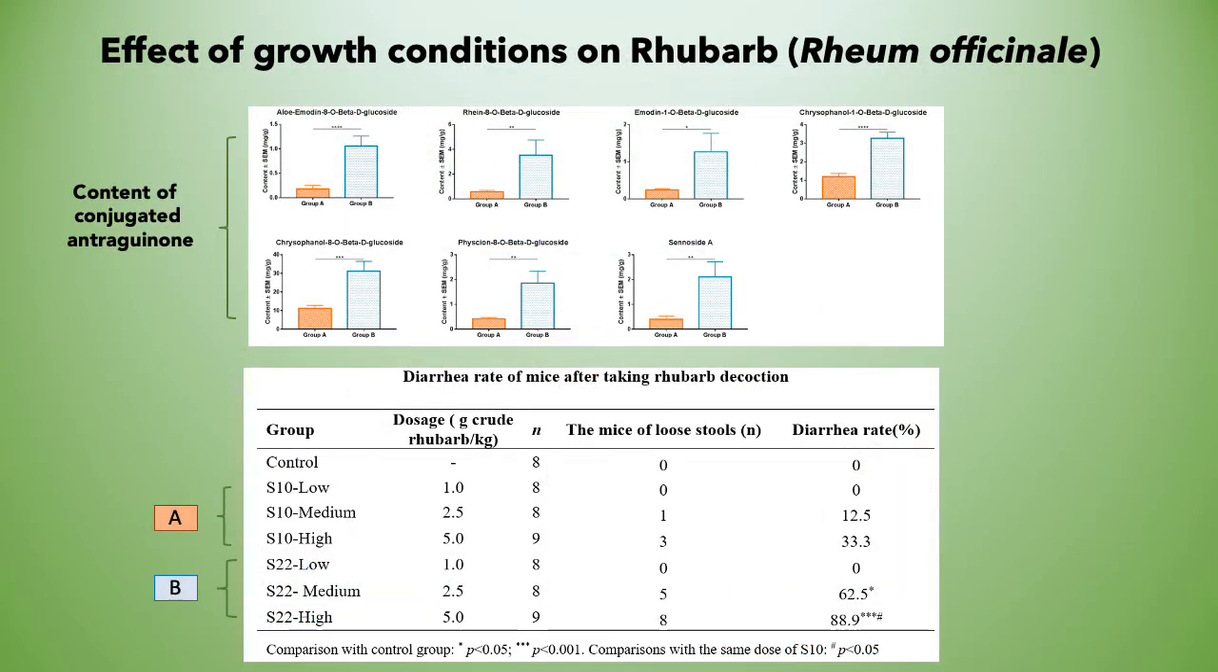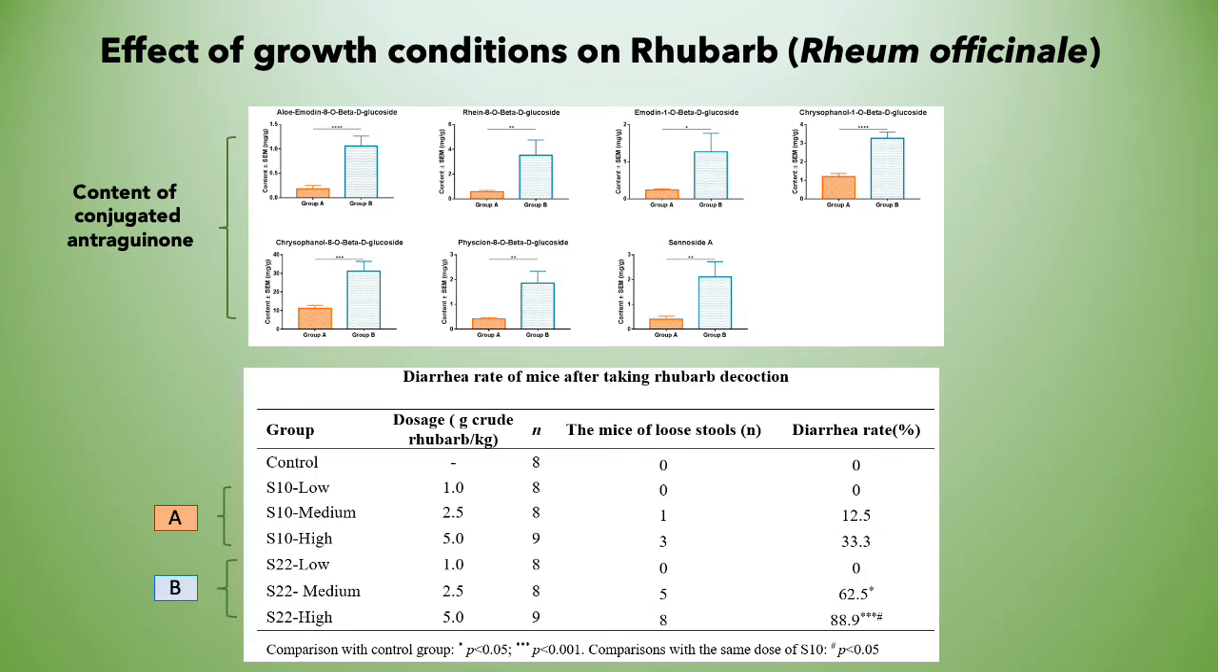So here we can show that the different chemicals reflect the growth conditions. We have A and B, different chemical components. You can see one group has all of them relatively high in chemical components related to detoxification and also constipation. Here we have done an animal model to show this: this represents the A group, this represents the B group of the rhubarb material grown in different environments.